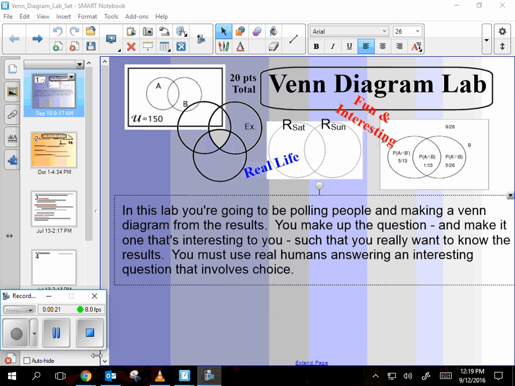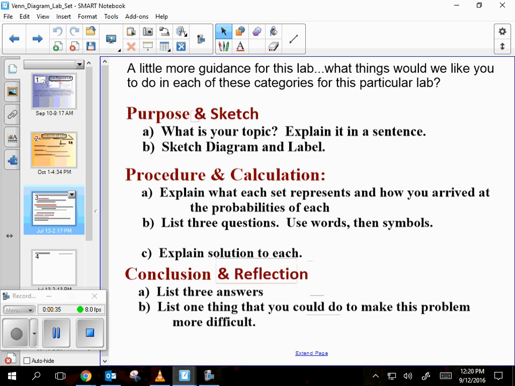So in this lab, you're going to basically make a Venn diagram from the results of a poll. You're going to ask people questions. Okay, make it interesting. Make it something you're actually curious about, like, I wonder what my friends think about this. So make it something interesting to you. All right, then you're going to be answering these questions, which is like the third slide in this.